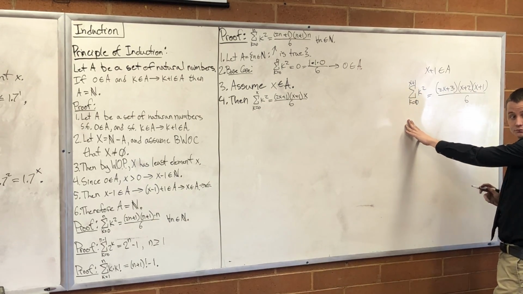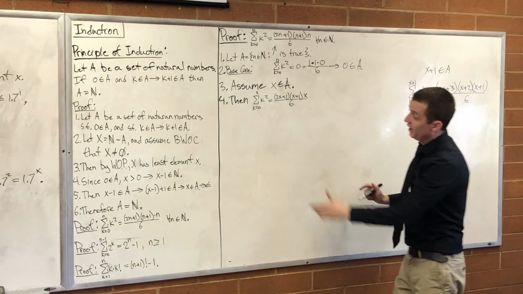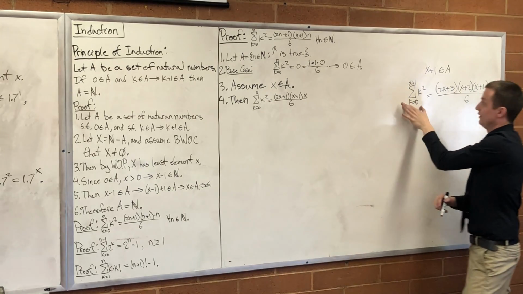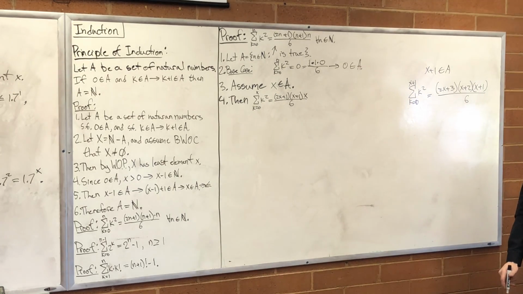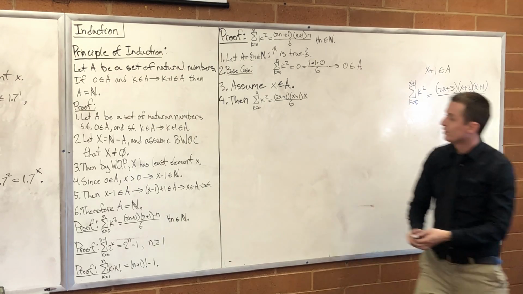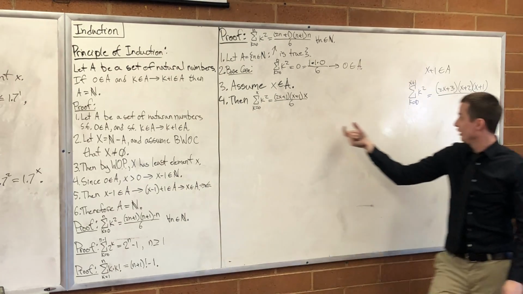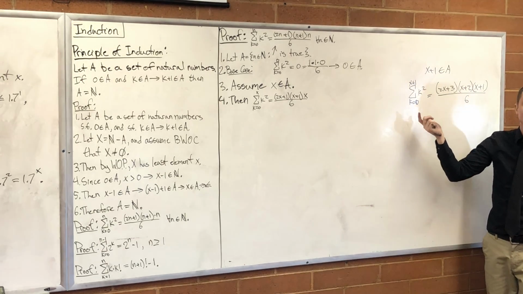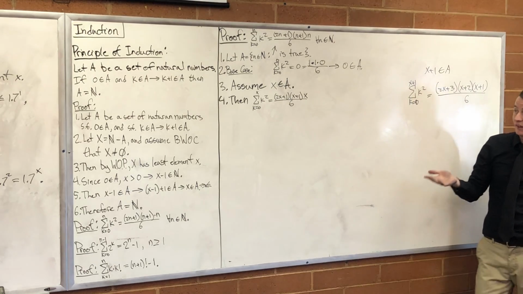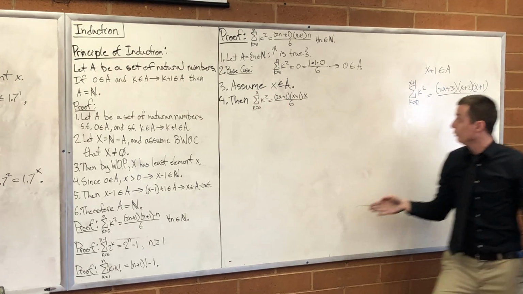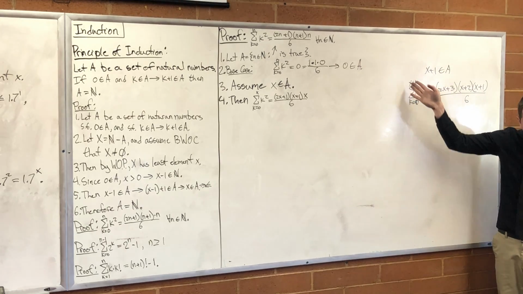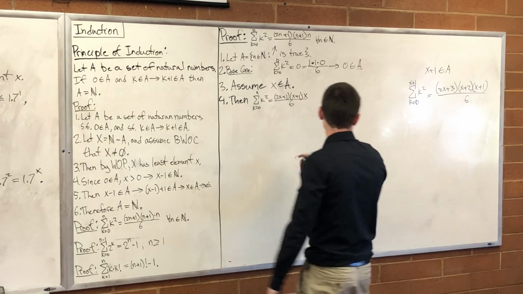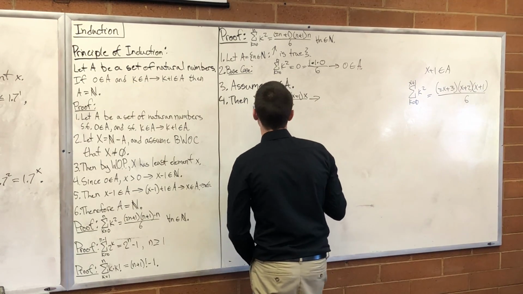So first off, I want this to look like this. What do I need to add to this to get this? How can I make this look like this? What am I missing? x plus 1 squared. We have the sum of all the squares from 0 to x. We need the sum of all the squares from 0 to x plus 1. All we're missing is x plus 1 squared. Yeah, that adds up.